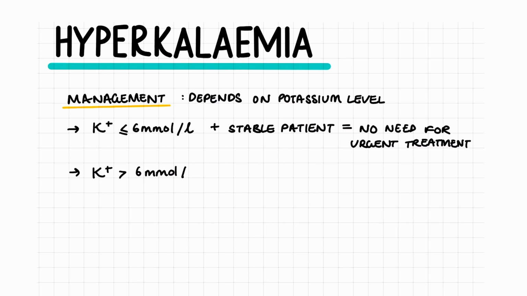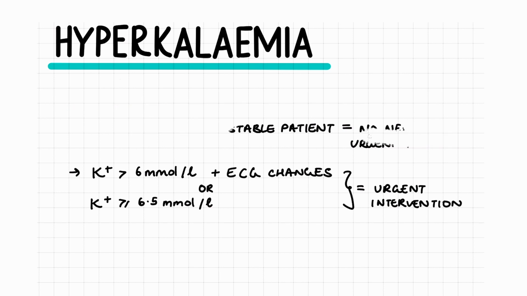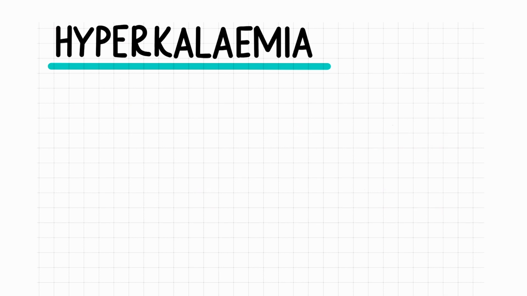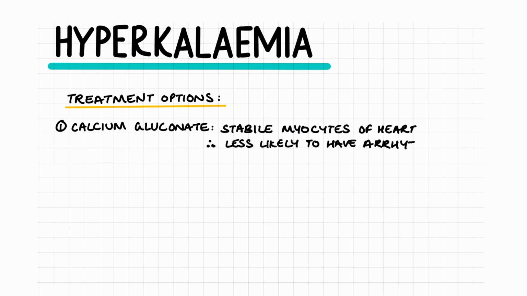In patients with potassium levels of over 6 and ECG changes, or those with potassium of over 6.5 regardless of ECG changes, need urgent intervention. Calcium gluconate is used as it stabilizes the myocytes of the heart and hence reduces the chance of the patient experiencing an arrhythmia. Hence, it's often the first choice of management.